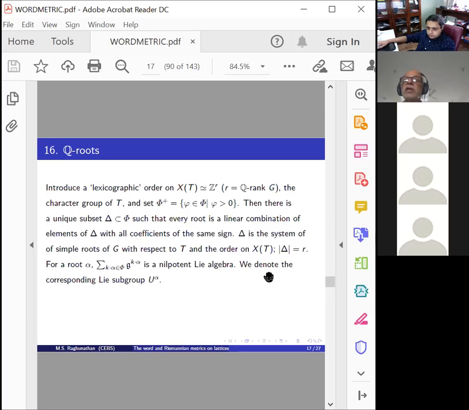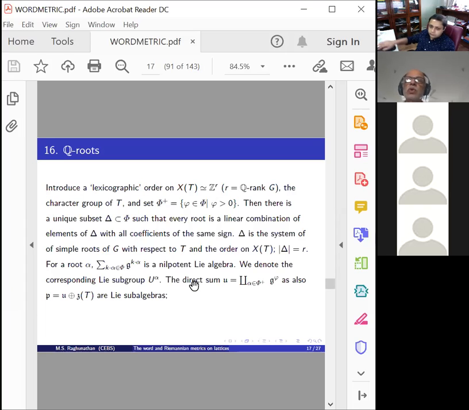We denote the corresponding Lie group U capital alpha. The Lie algebra itself will be denoted by German Gothic U with subscript alpha. Maybe not superscript alpha, but subscript alpha. This should have also been subscript. We'll see.